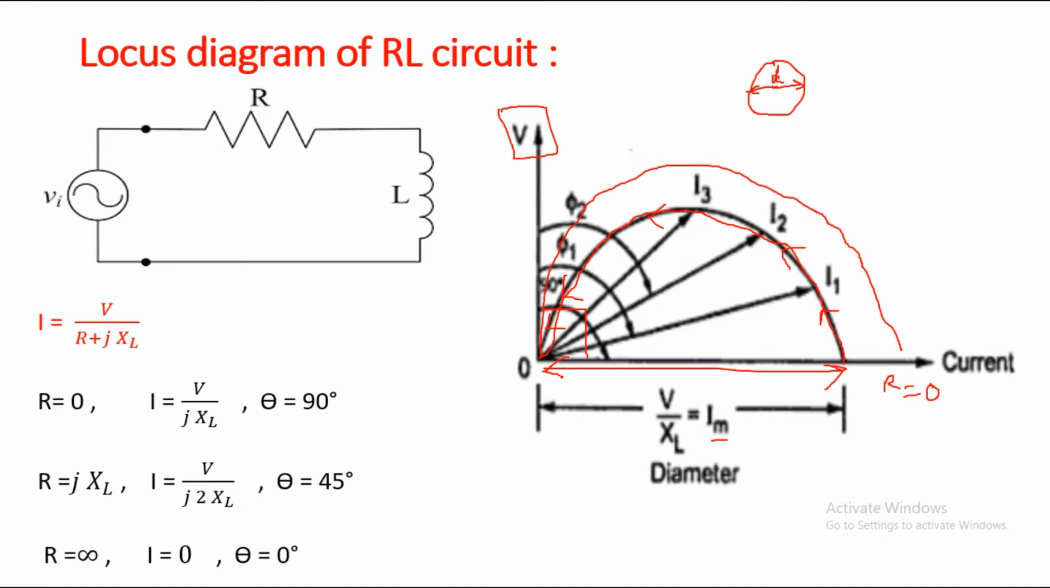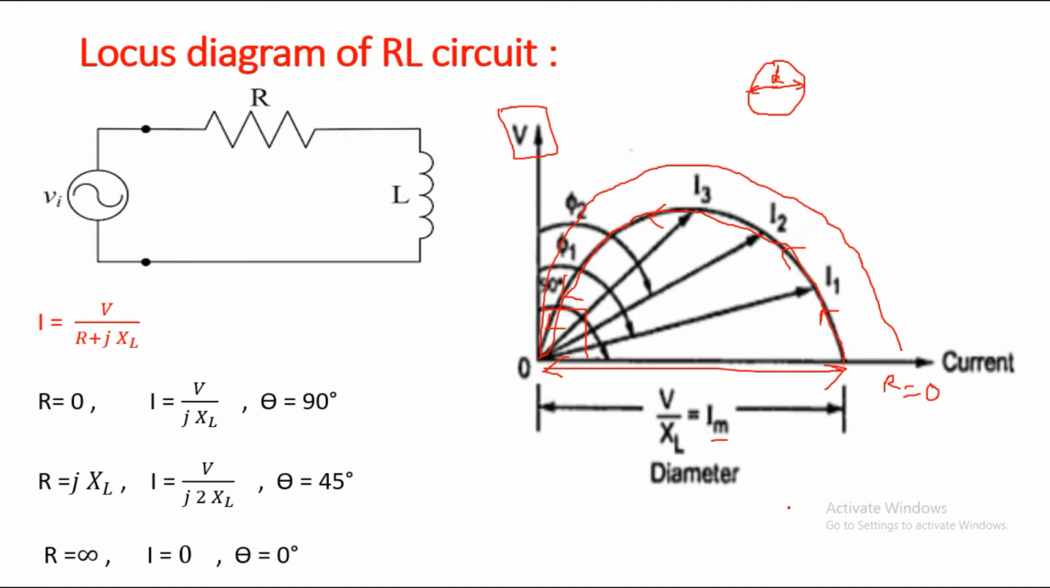So here we have only a semicircular shape, but it is a circle. So the exact center of the circle is going to have a diameter of Im. So maximum current is going to be the diameter of this circular path, and the value of this maximum current is V by XL. So this is about the locus diagram for current in RL series circuits.